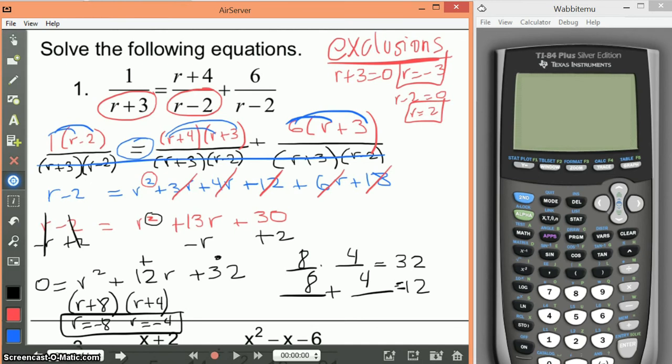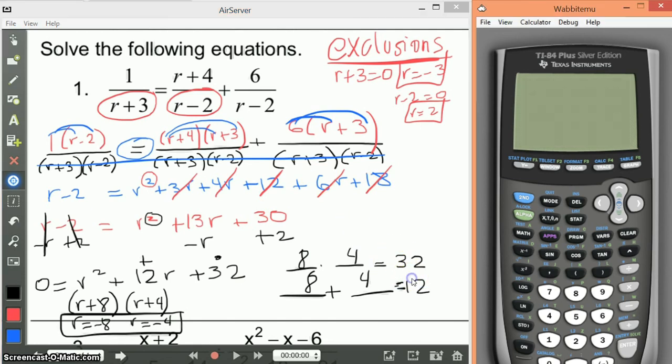You have two solutions. Now, the reason why I have a calculator over here is because you can solve all of this on your calculator. In my pre-AP class, you can actually check your answer. So let's try to do that.